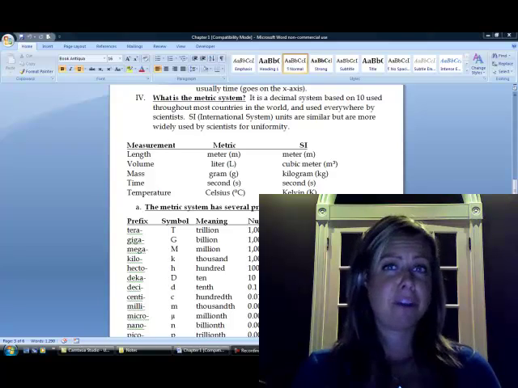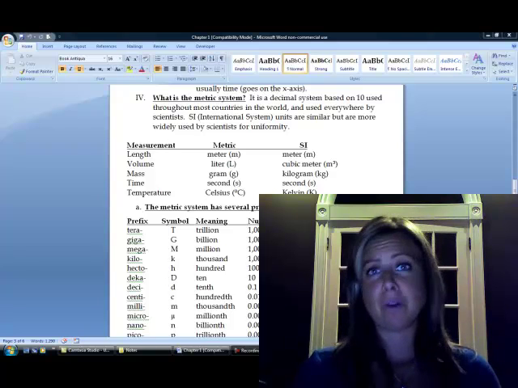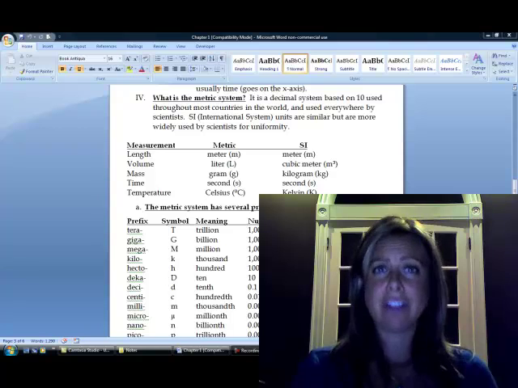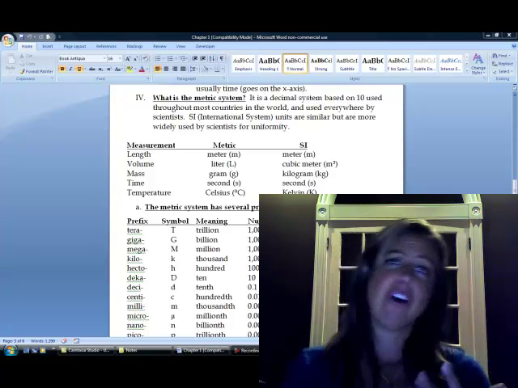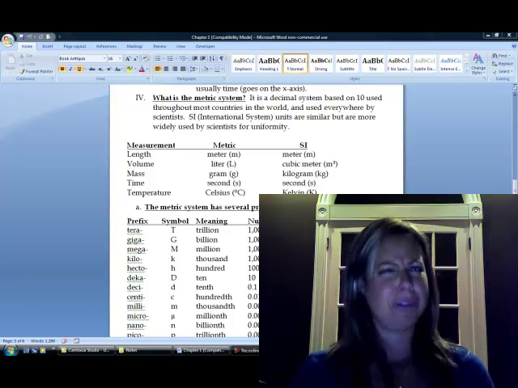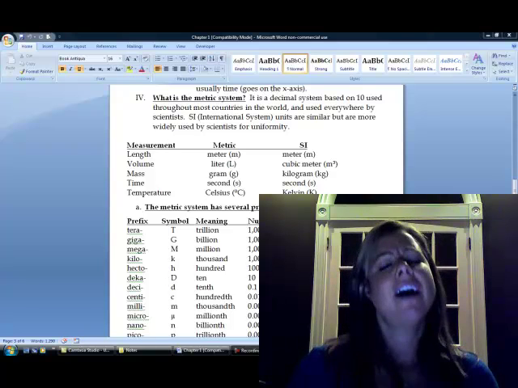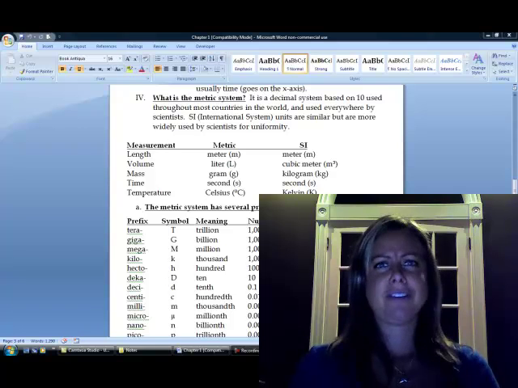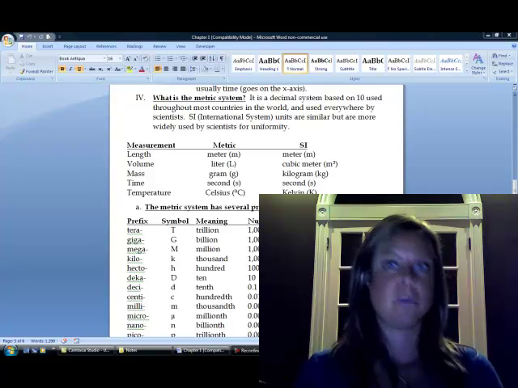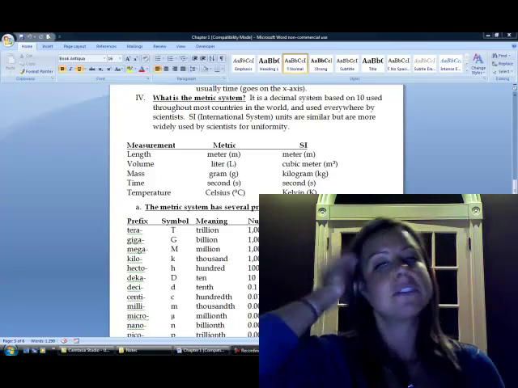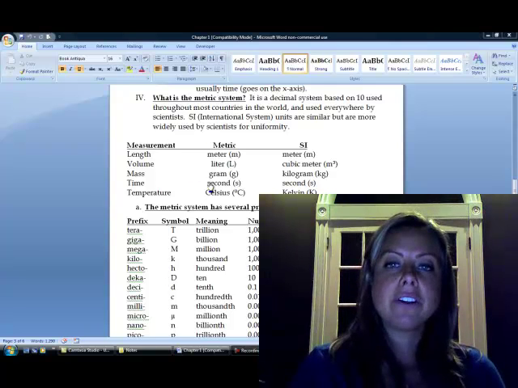Now, that's different from the customary system, which is what we grew up with here in America, and in England they also use it. And that's how our whole system of like there's 12 inches in a foot and there's 3 feet in a yard, like really weird conversions and things. So the metric system makes a lot more sense, and that's why the metric system is used pretty much worldwide in science.